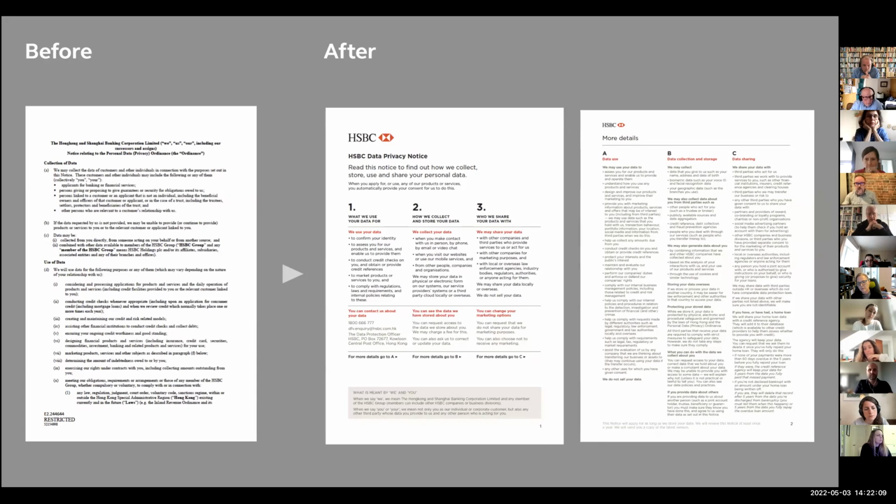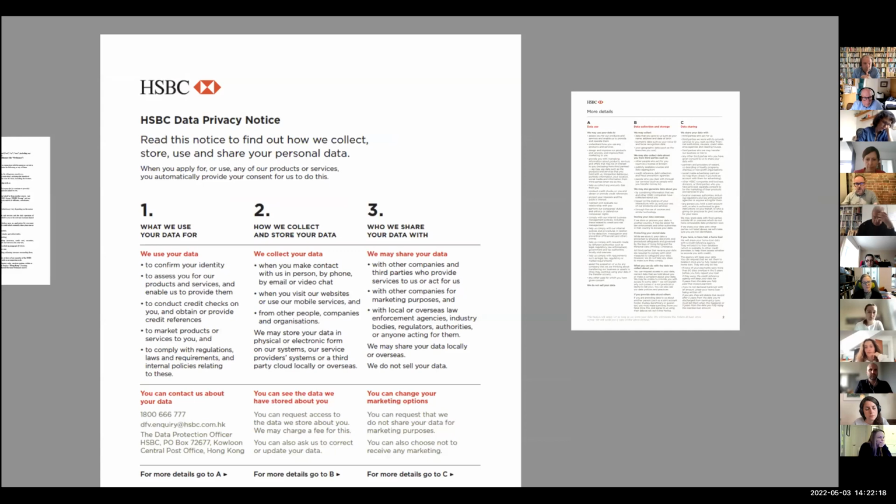So what we've done here is created a snapshot of all of this information on the back. So there's three core things: what we use your data for, how we collect and store it, and who we share your data with. They're the three big concerns around privacy to do with people's personal information. And that's part of any financial service agreement these days.